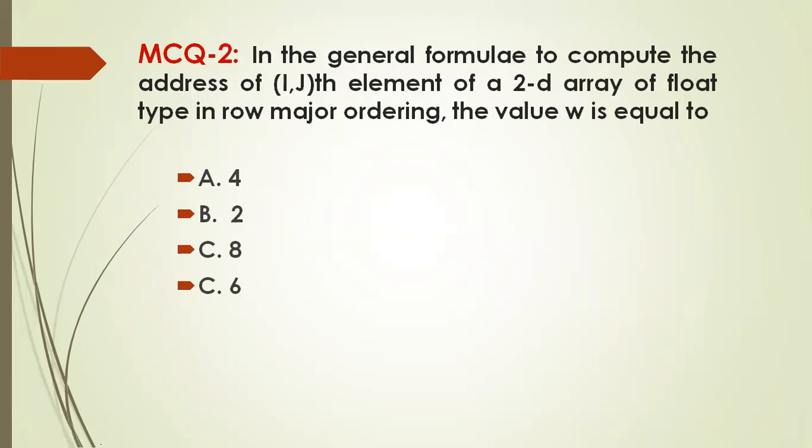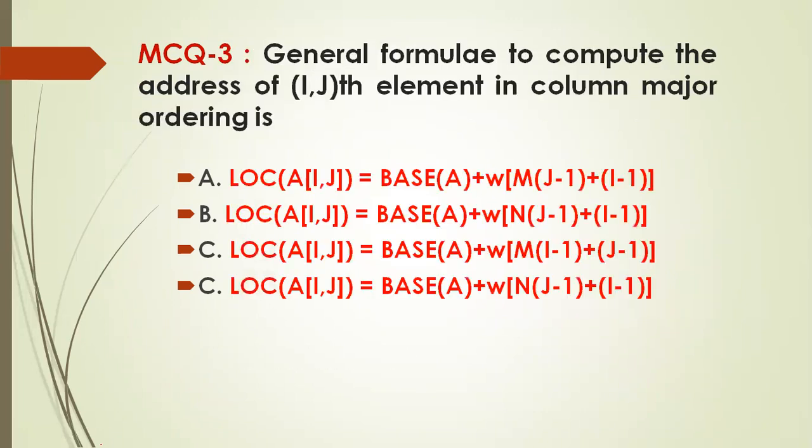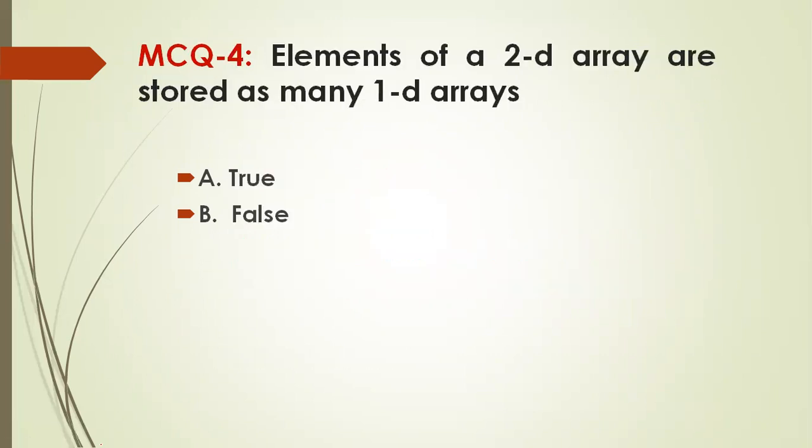In the general formula to compute the address of the ijth element of a 2D array of float type, in row major ordering, the value of W is equal to 4. General formula to compute the address of the ijth element in a column major ordering, you can check it in your slides. The correct answer is A. Elements of a 2D array are stored as a one-dimensional array. Yes, it is true both for row major ordering as well as column major ordering. The correct answer is true.